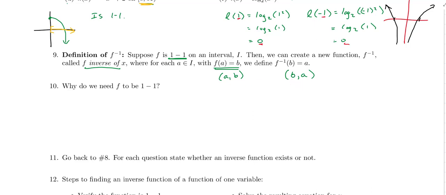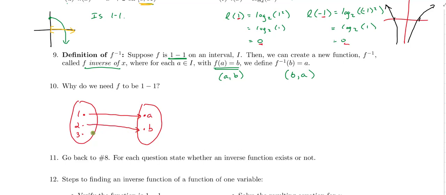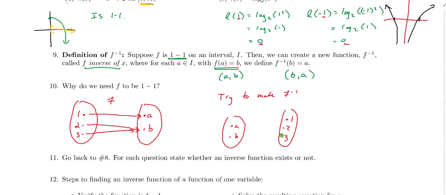Why do we need a function to be one-to-one in order to find the inverse? That's an interesting question. So let's look at this example right here. If this were my function, where we've got 1, 2, and 3 over here, and over here we have a and b. So maybe 1 gets mapped to a, and then let's say 2 goes to b and 3 goes to b under this function. If I want to try to construct f inverse, the domain of this function would be a and b, and the supposed output would be 1, 2, and 3, but look what happens.